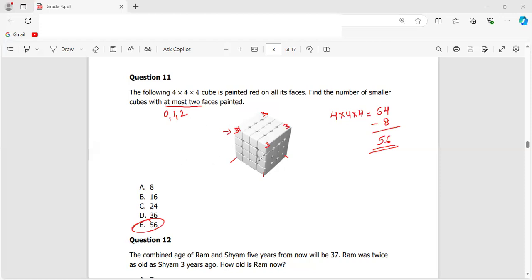Basically, all these cubes would be painted on 0, 1, 2, or 3 sides. So instead of counting for 0, 1, and 2, what we do is we count for the cubes that are painted on 3 faces and we subtract it and we can find our answer. So the answer is 56, which is option E.